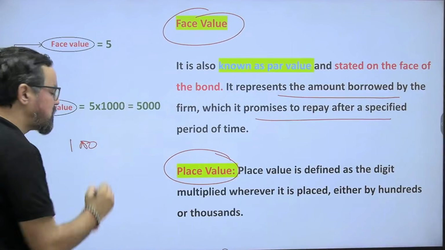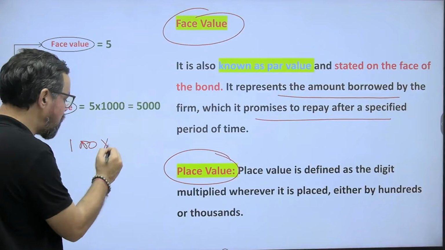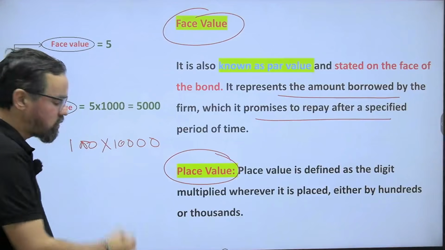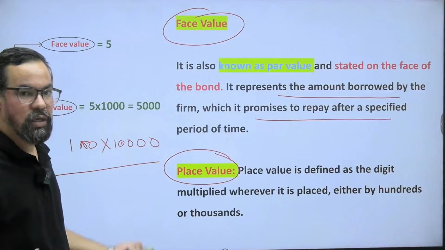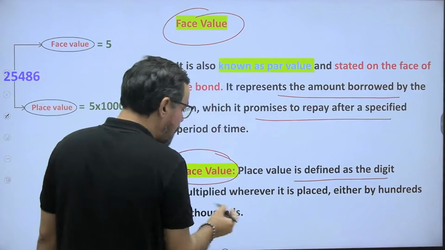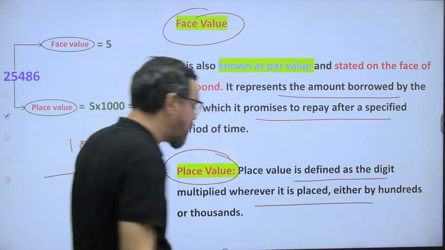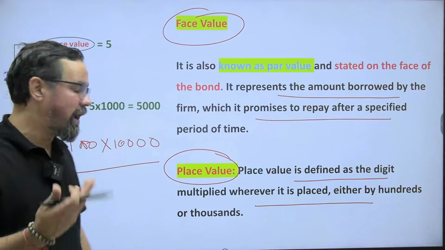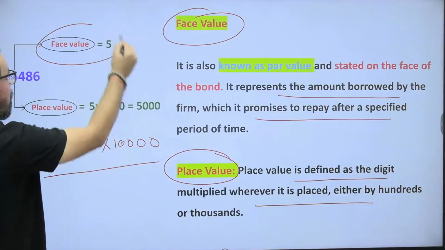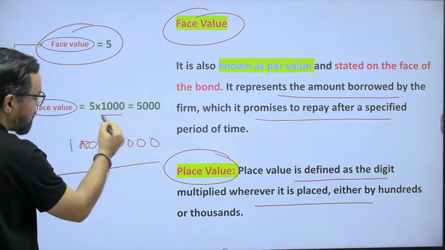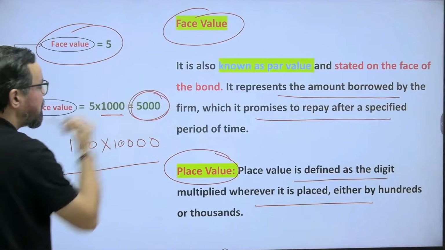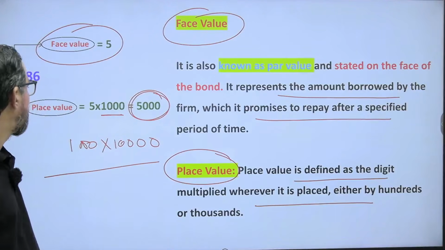Place value is in multiples. Let's say the face value is 1000 and an investor is purchasing 10 units, so it is into 10, or it can be 100, or 1000, or 1 lakh. So the number of bonds gives the overall value. Place value is the digit multiplied wherever it is placed. If the face value is 5 rupees and the investor is investing in 1000 units, then 5 into 1000 is your place value, that is 5000 rupees.